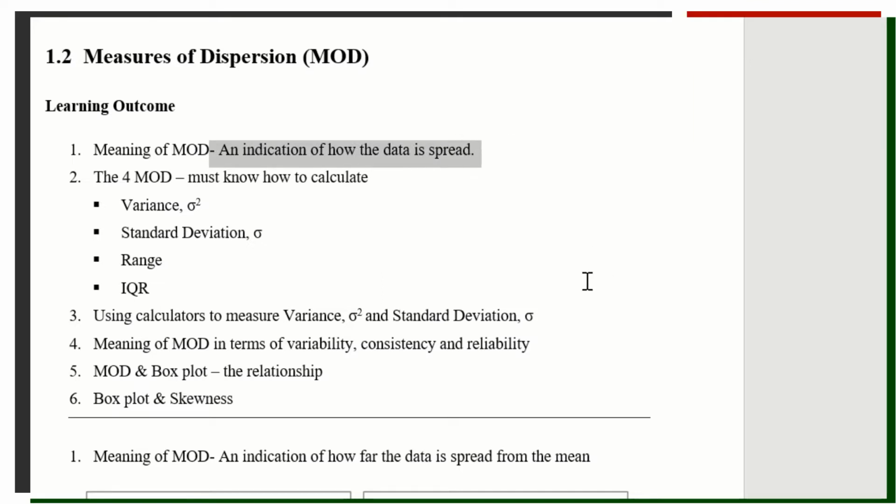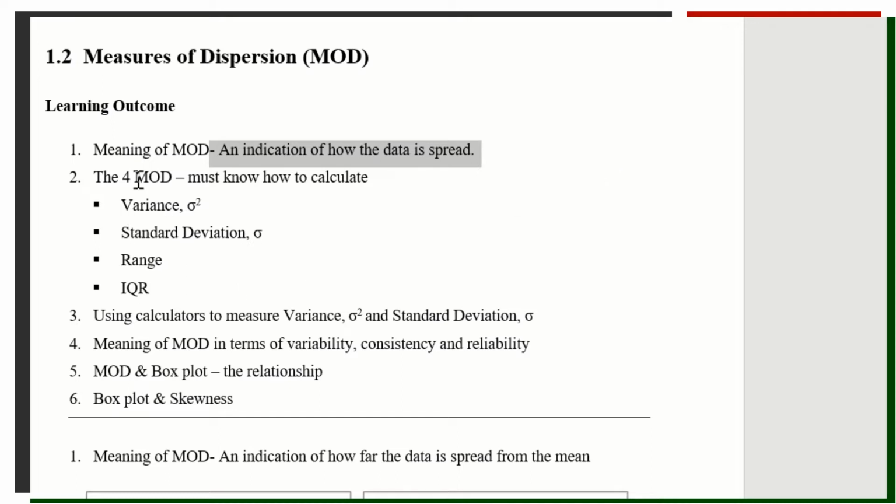So basically 1.1 and 1.2 is just revision from semester 2. It shouldn't be much of a problem. This week we will do 1.1 and 1.2, and next week we will do 1.3 and 1.4, so we will separate it nicely. So how widespread your data is: if your data is more dispersed, meaning your standard deviation will be higher, that sort of thing.